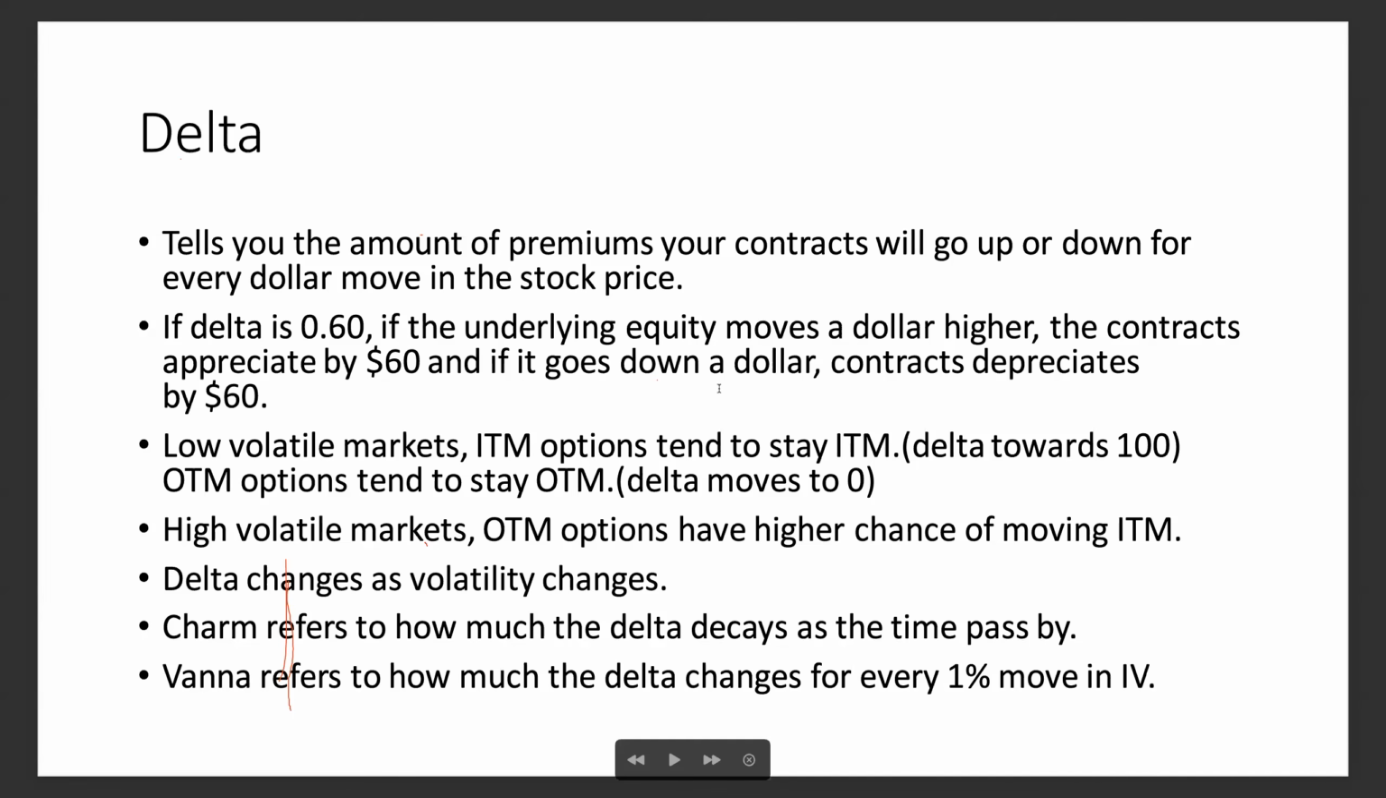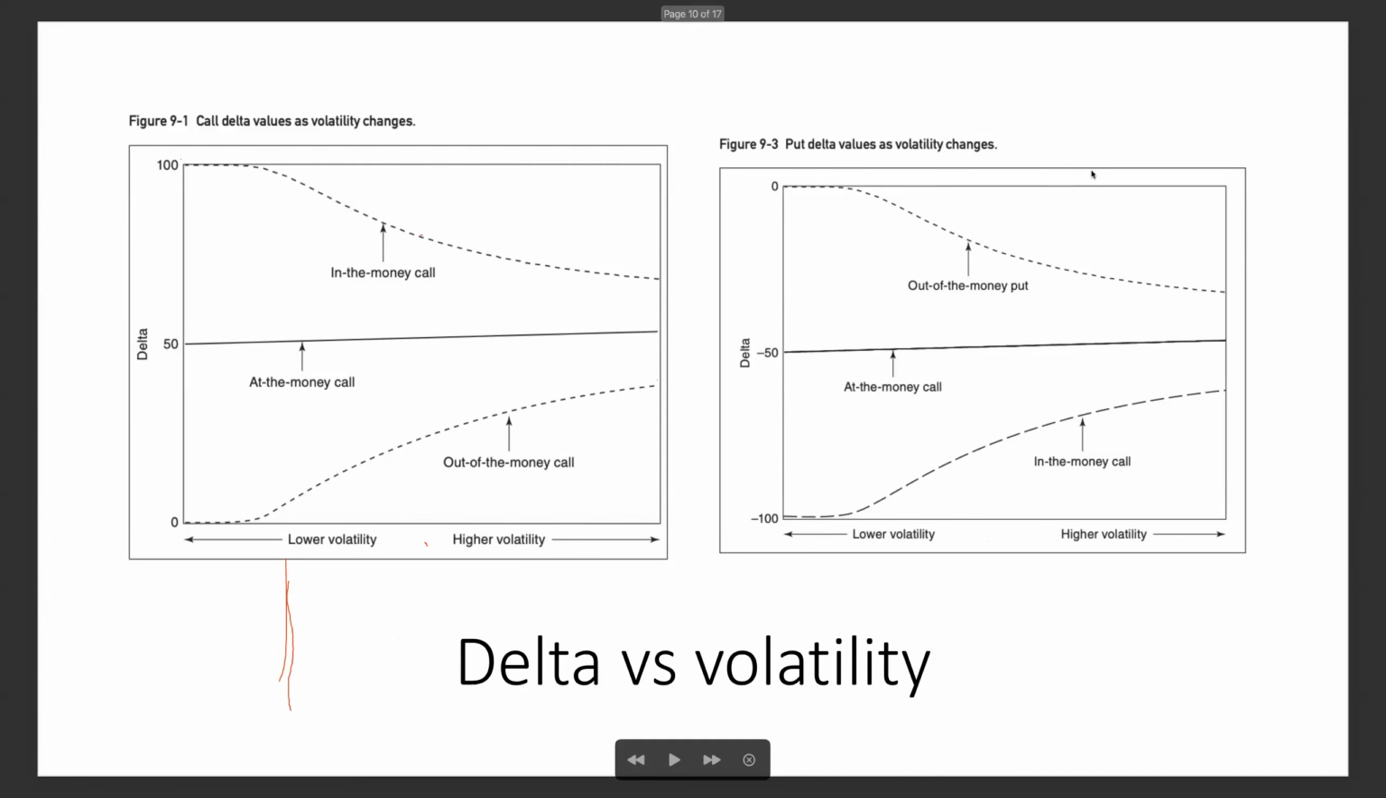I hope the delta part makes sense. If you have any questions, write them down and we will go over them by the end of this session. All right, so next one, we spoke about this briefly. And this is how an in the money call.